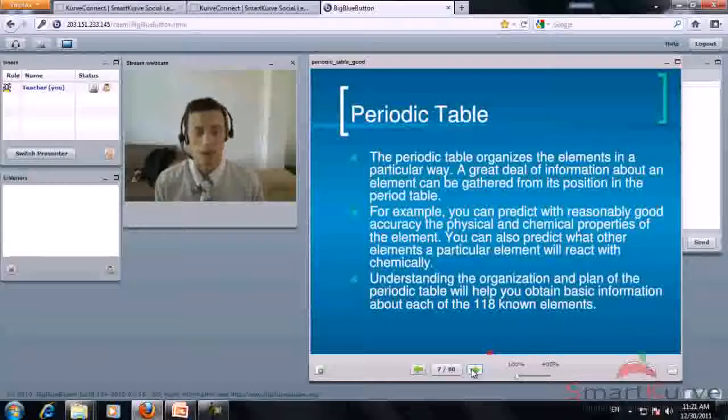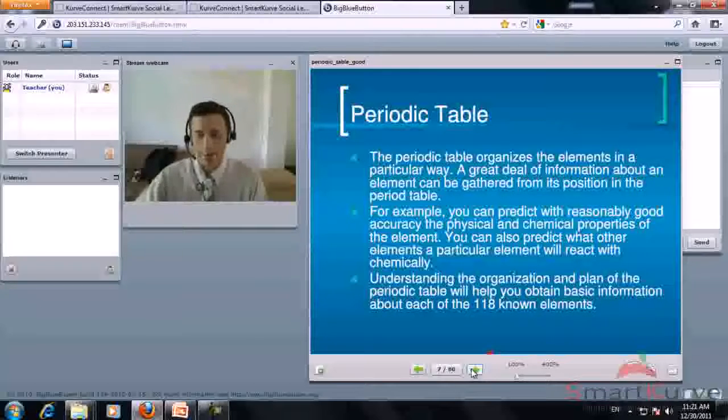The physical properties, let's talk about those. Physical properties would be what's the color? How hard is it? Is it a solid, a liquid, a gas? All of these things are physical properties. Chemical properties refers to how it behaves with other elements. What kinds of compounds does it make? What other elements does it react with? What elements does it not react with?